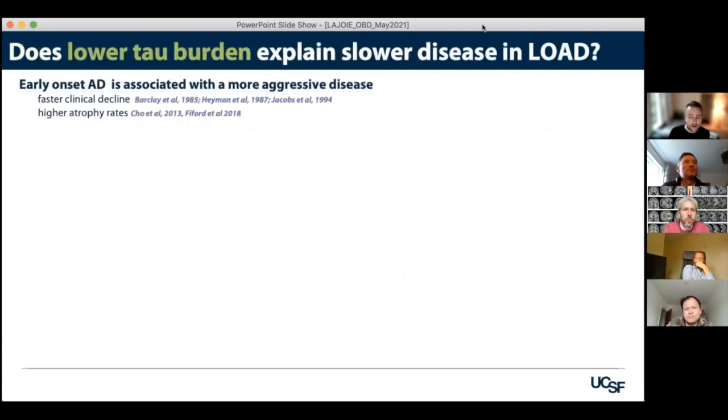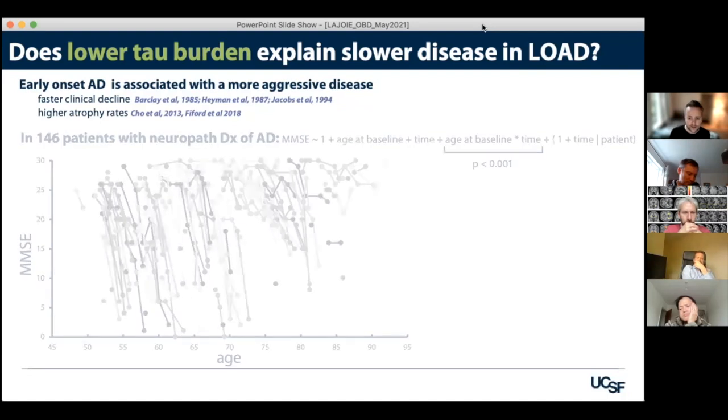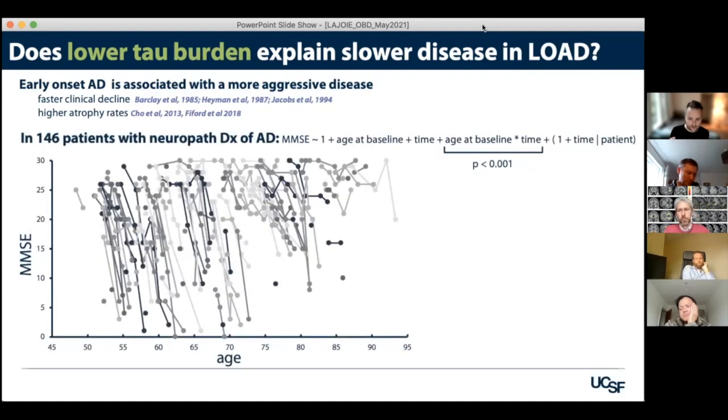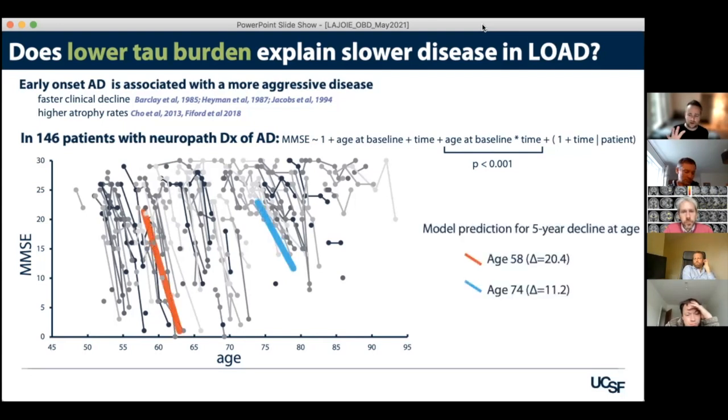Like I mentioned before, early onset Alzheimer's disease has been shown before to be a more aggressive disease than later onset. There's a paper showing there's a faster clinical decline or higher atrophy rate. And this is the data from the brain bank data set, all the patients that were path-proven AD. And you can see here their decline in MMSE over time. If you fit a model to this data and you try to predict a 5-year cognitive decline in these patients, at age 58, in 5 years patients lose 20 points on the MMSE. At age 74, they only lose almost half of it. So the cognitive decline is really different here.